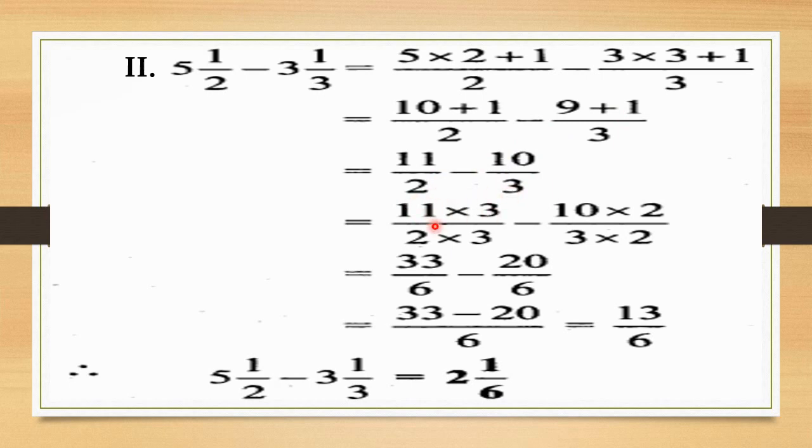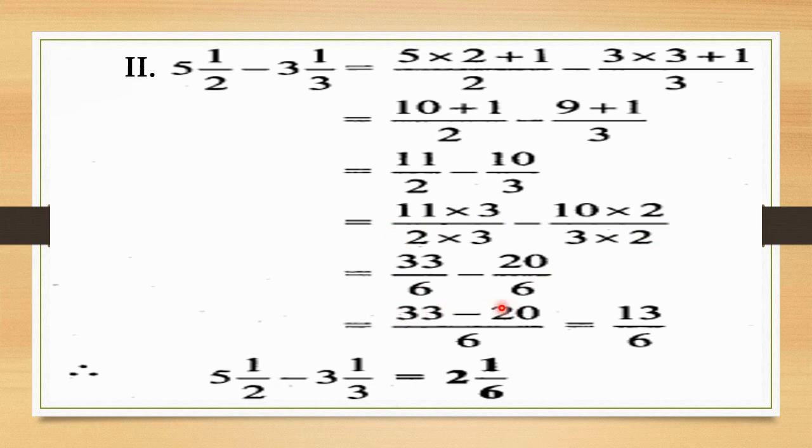Now we have to keep our denominator same, so we will multiply here by 3, and for 10 by 3 we will multiply both sides by 2. So 11 multiplied by 3 upon 2 multiplied by 3 minus 10 multiplied by 2 upon 3 multiplied by 2. So 11 multiplied by 3, that is 33 by 6 minus 20 upon 6.